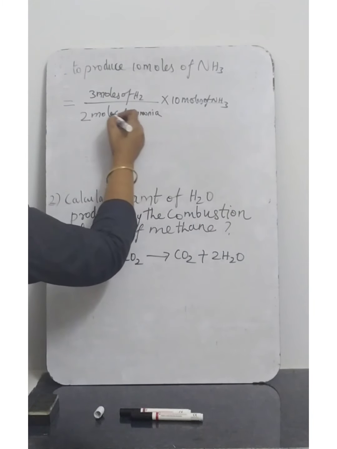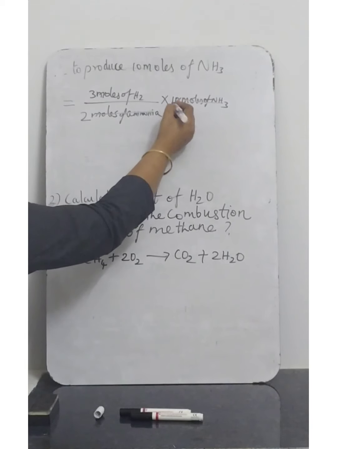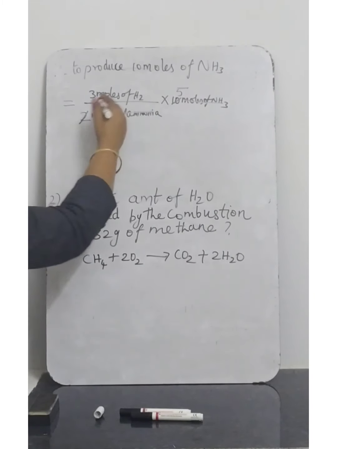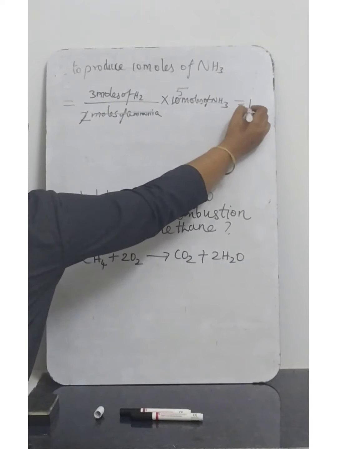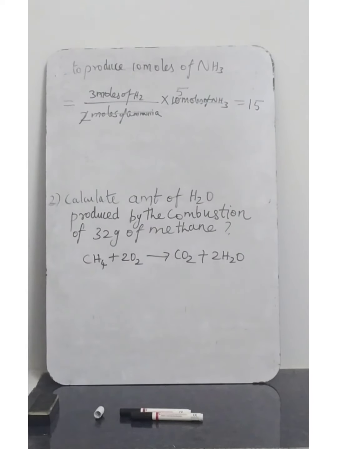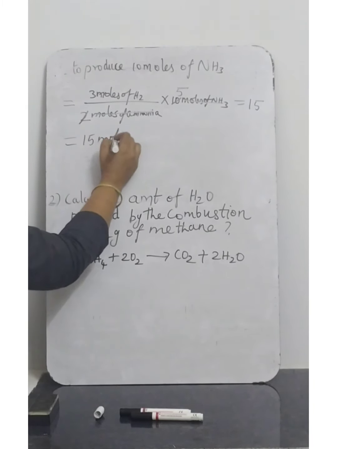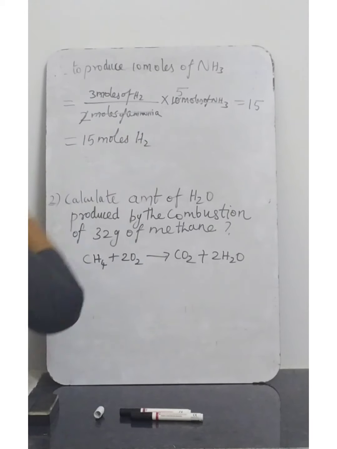Understood? Moles of ammonia cancel. 10 and 2 cancel, which means how many times? 5 times. So 5 into 3 is equal to what? 15. Understood? So to produce 10 moles of ammonia, you need how many moles of hydrogen? 15 moles of hydrogen. Understood?